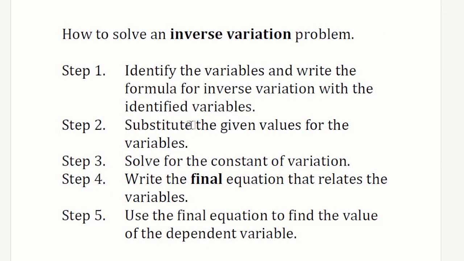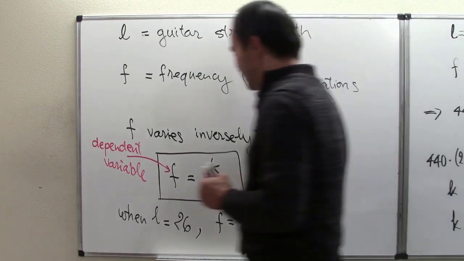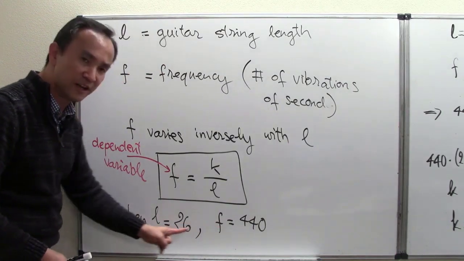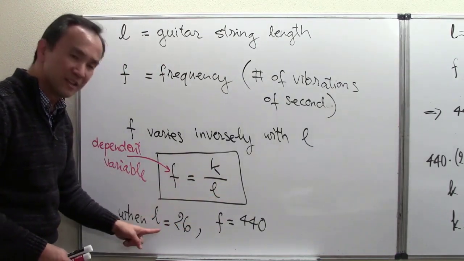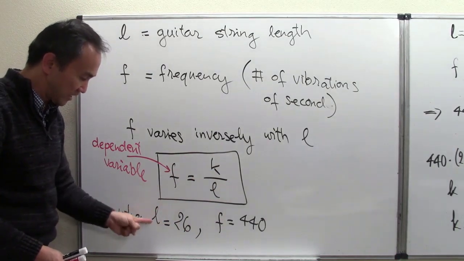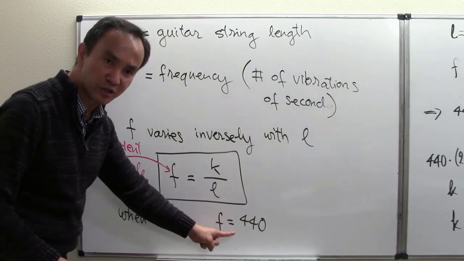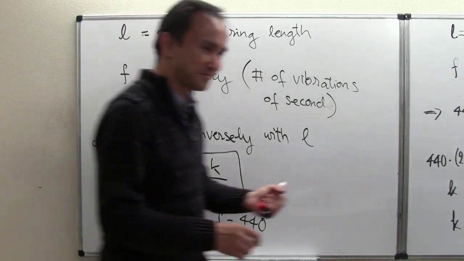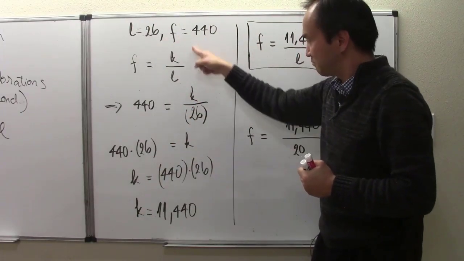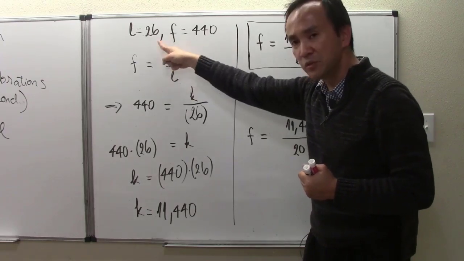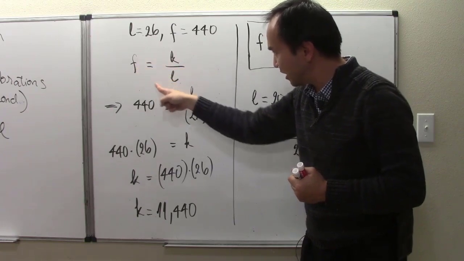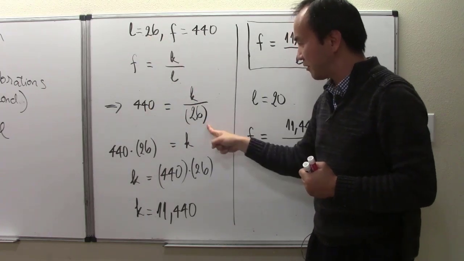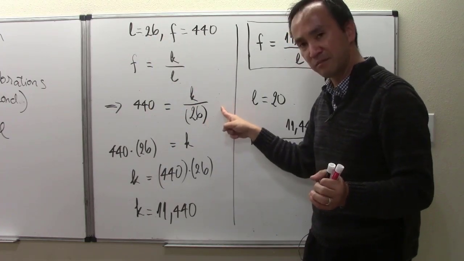Now with step 2, we substitute the given values for the variables. Earlier, when I was going through the problem, I identified these two given values from the worded description. When L equals 26, we had the frequency of the guitar string to be 440 vibrations per second. In the next step, I substituted those given values into the equation. I wrote down the equation and substituted 440 for F and 26 for L. That's what I did in step 2, and this is the end of step 2.